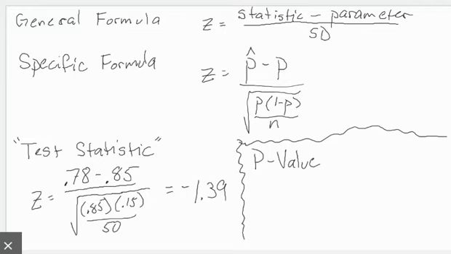Mr. Mays, do we have to draw the picture? Yes. That's why I told you to draw the picture so long ago, because I knew you would have to draw it again here. So we're going to draw our picture. This is a normal model with a mean of 0 and a standard deviation of 1. And our z-score, our test statistic, is negative 1.39. And I'm going to find the area under the curve just like that. I'm going to draw that picture. Okay?